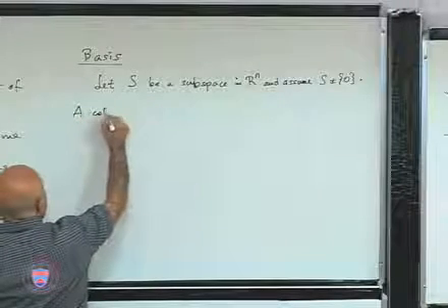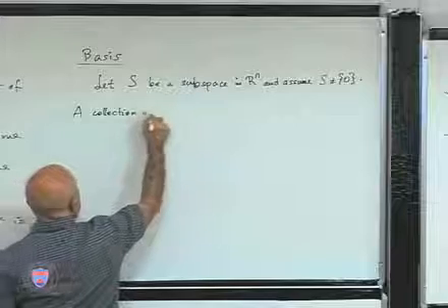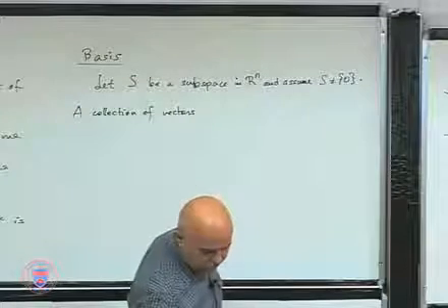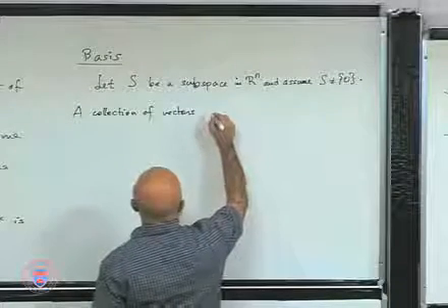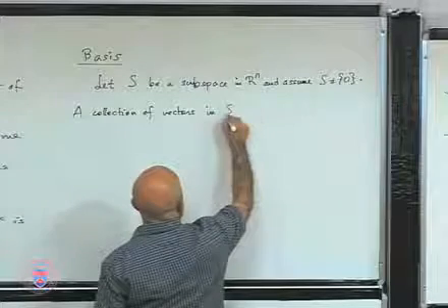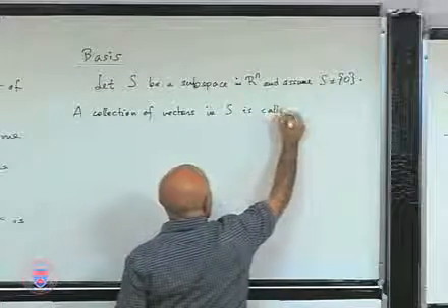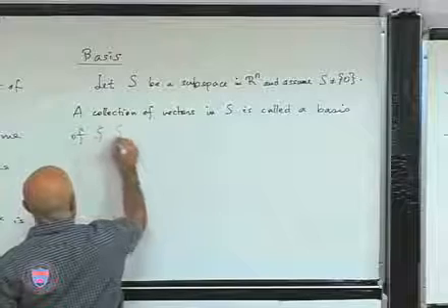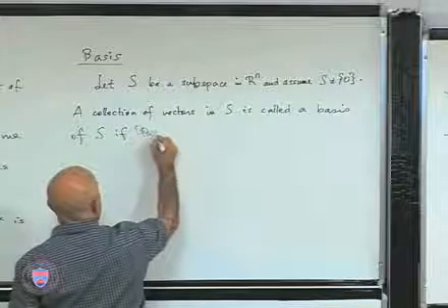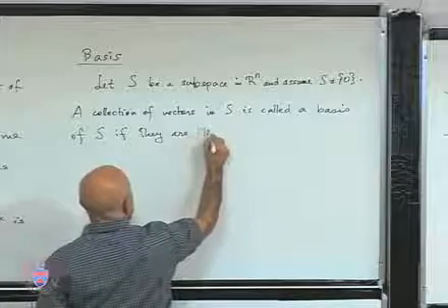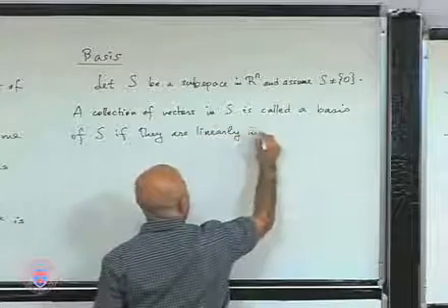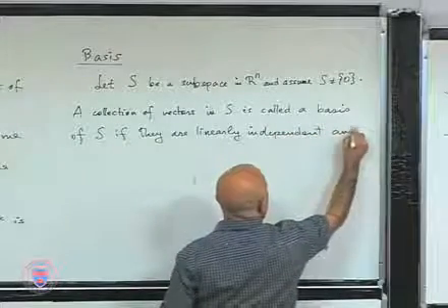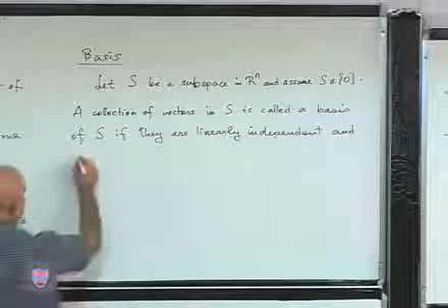A collection of vectors in S is called a basis of S if they are linearly independent and their span equals S.